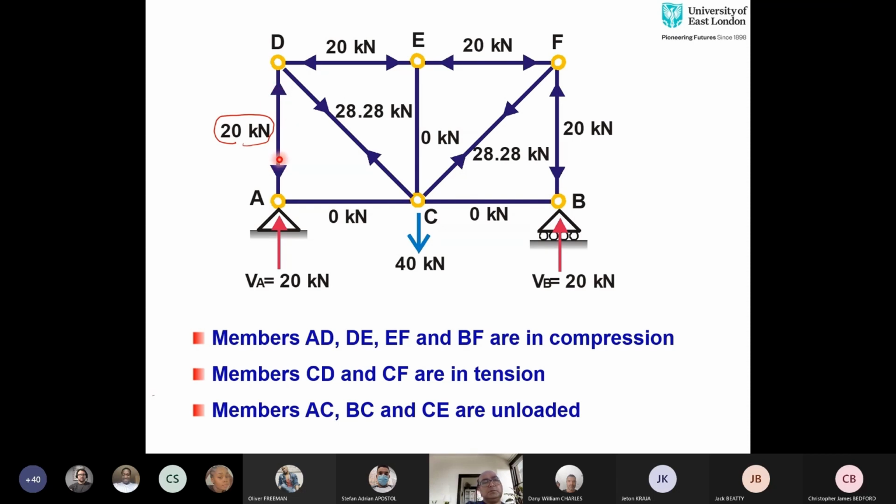Have a look at the direction of these arrows. You can see that now they are pointing towards the joint. Pointing towards the joint means that they are in compression. Again, member DE is in compression because the value came out to be negative. And then EF and BF are in compression, and members CD and CF are in tension. That's why you have arrows pointing away from the joint. And we have members AC and CB, which had 0 load, so that's why there is no arrow. I can say that members AC, BC, and CE are unloaded members. No load is being transferred in these 3 members.